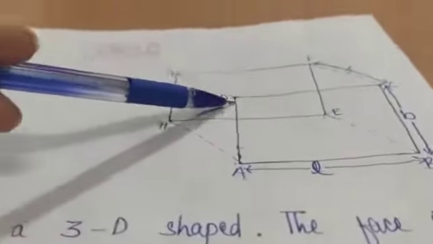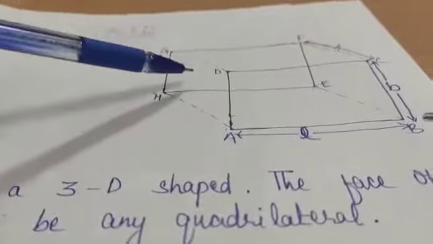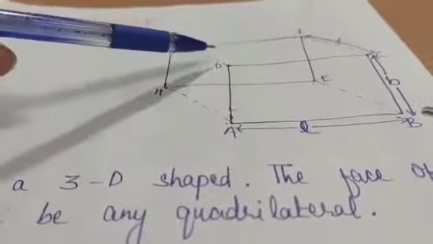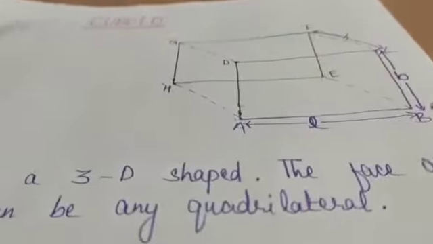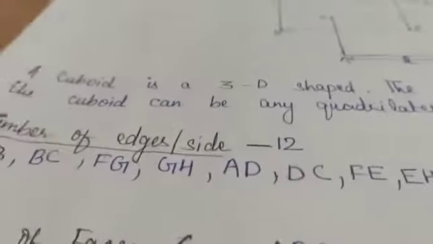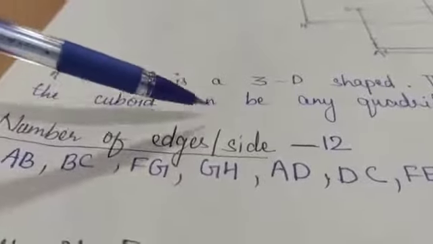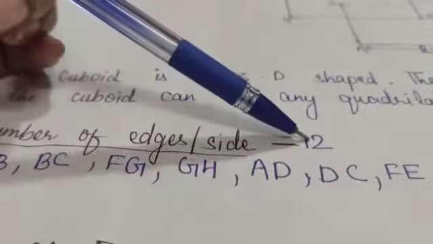Now we will discuss the parts of a cuboid, that is the faces of a cuboid, the vertices of a cuboid, and the number of edges of a cuboid. First of all, we will discuss the number of edges. The number of edges in a cuboid is 12.